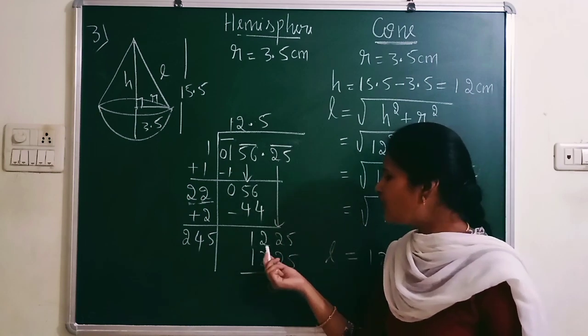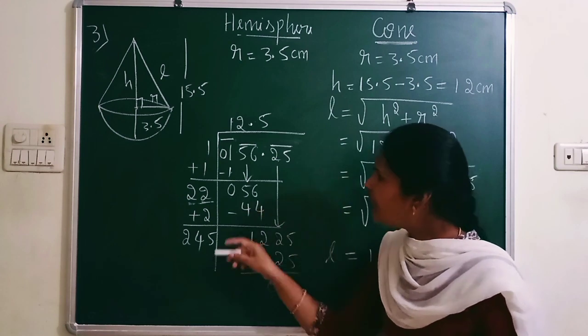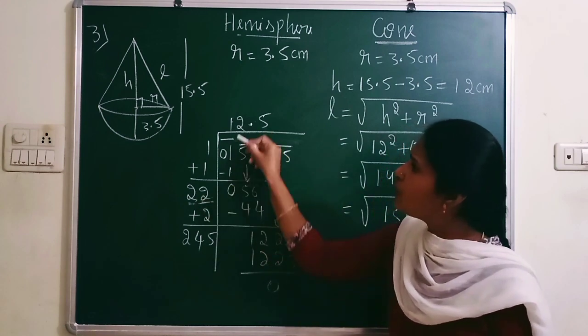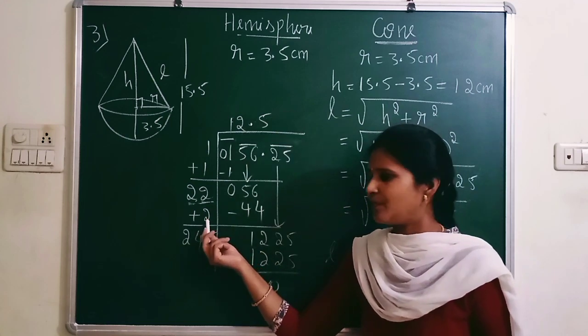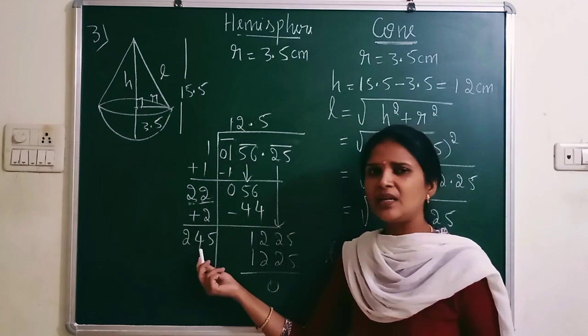So we have 1225. Again, what you have taken? 22 2s are 44. So the quotient you have is 2. So the quotient should be added here, plus 2. 22 plus 2 is 24.